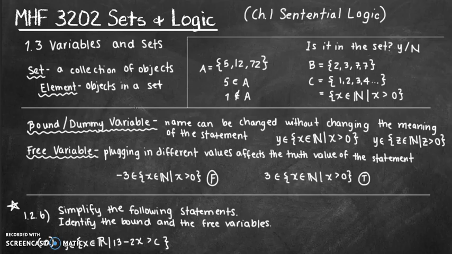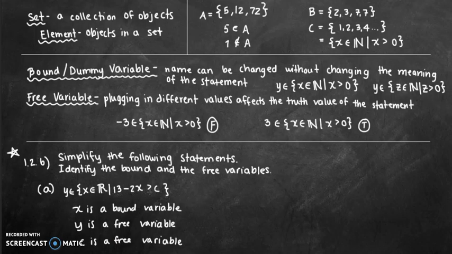There you have it. I hope that you understand sets, elements, and the bound variables and the free variables, and how to identify which is a bound variable and which is a free variable. And this is very important for writing proofs later on, because you'll have to know which variables you're even talking about. One last thing, we can simplify this statement here by writing y is an element of the real numbers and 13 minus 2y is greater than C. And that's how we simplify this statement.